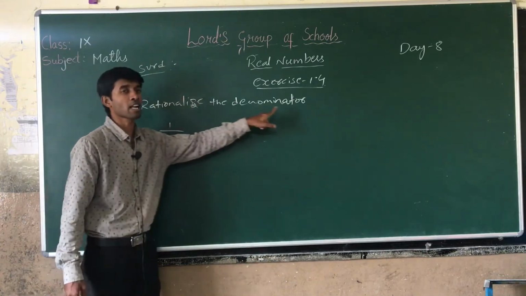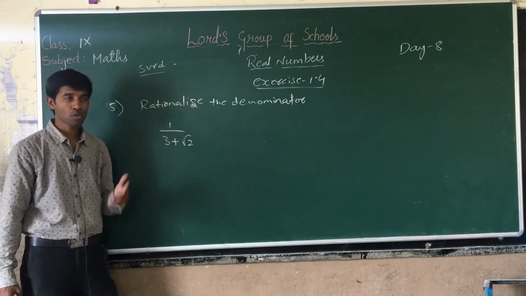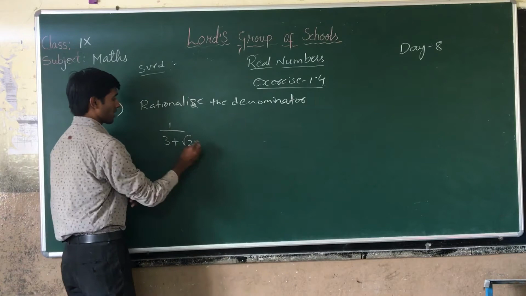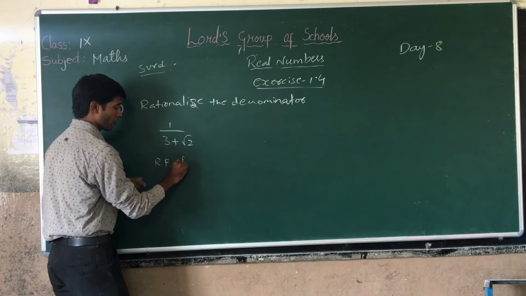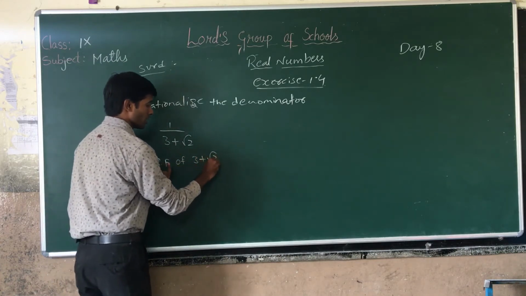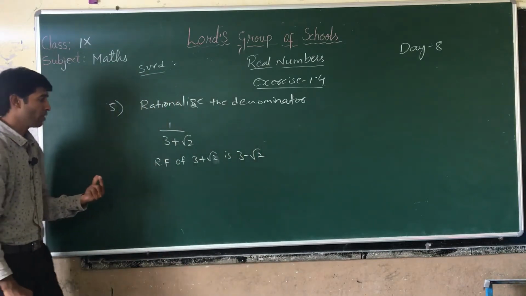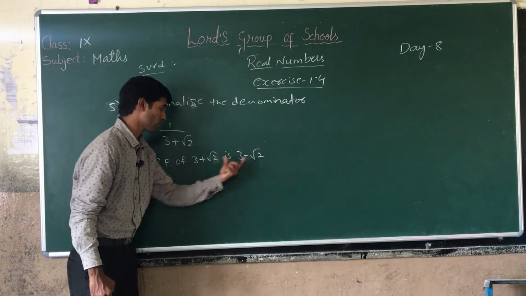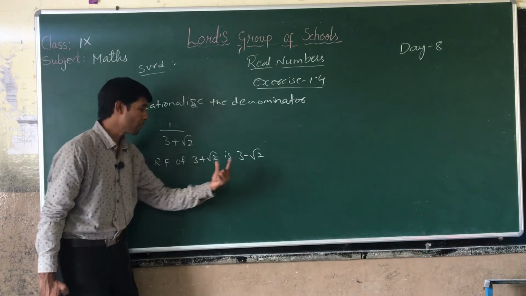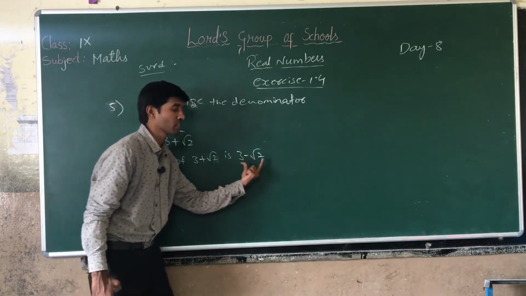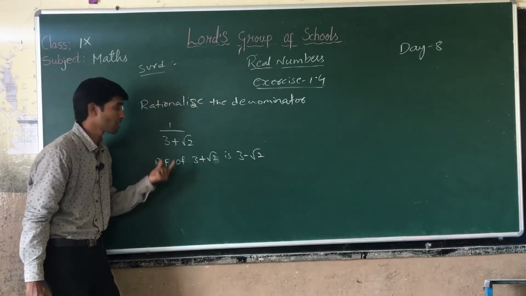The question is rationalize the denominator. The denominator should become a rational number. So we will take the rationalizing factor of the denominator 3 plus root 2, which is 3 minus root 2. Why is this called a rationalizing factor? Because when we multiply 3 plus root 2 and 3 minus root 2, we will get a rational number. That is why we call it the rationalizing factor for this denominator.